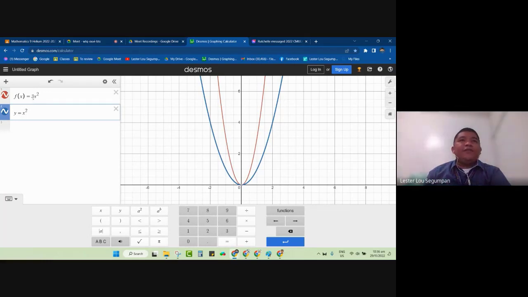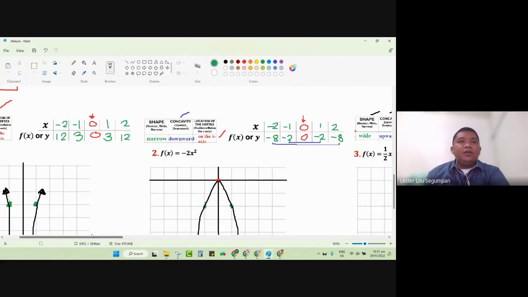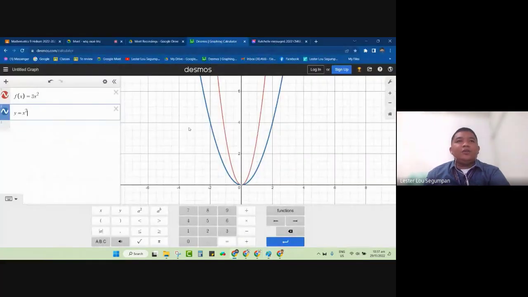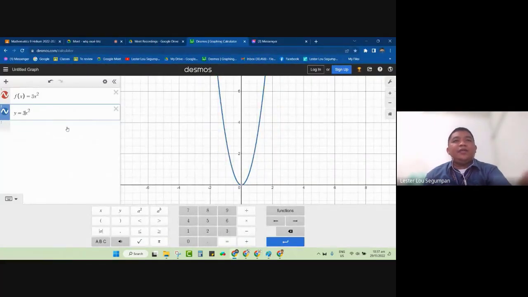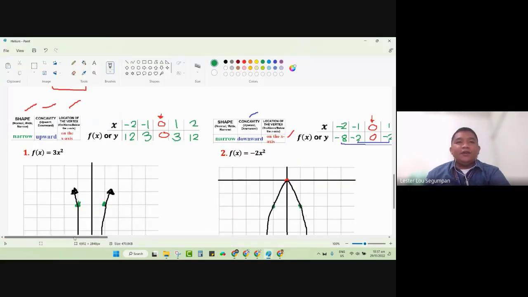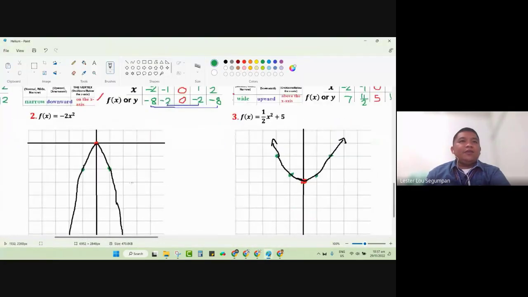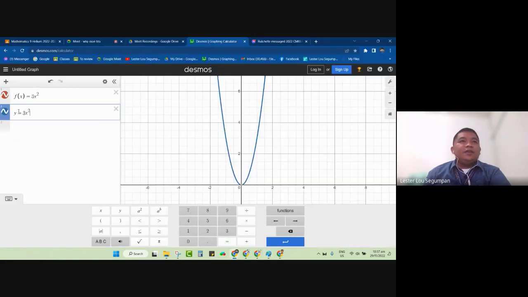Our first graph, the red, is narrower as predicted here. So it's really narrower than that. Again, if I'm going to place a 3, they're just the same, they overlap. So let's try to graph now the second function. And let's see if it really is narrow, opening downward, and whether the vertex is on the x-axis. So you have f of x is equal to -2x squared.